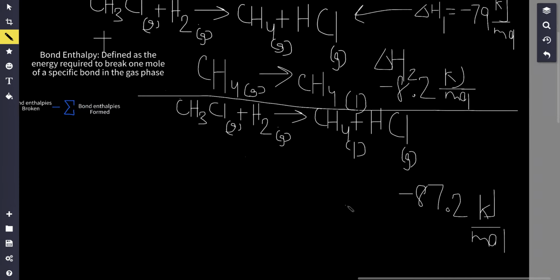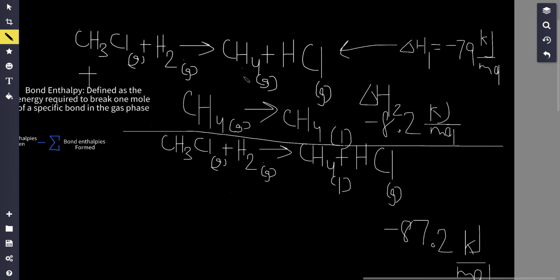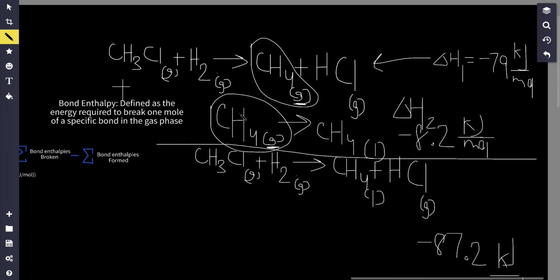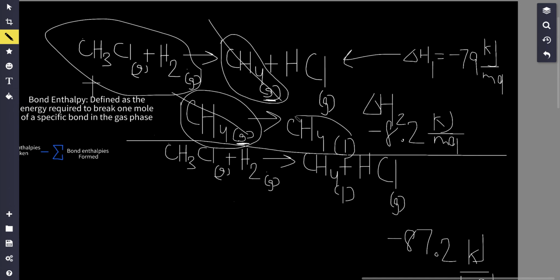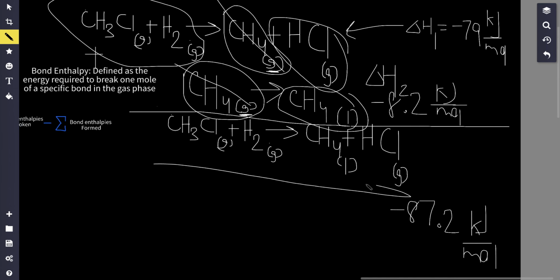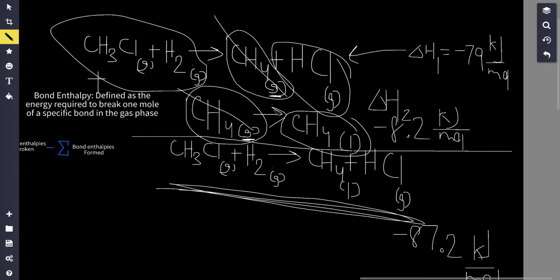And notice how when I add these two reactions up together, I have a methane on my reactant side that's in the gas phase, and I also have a methane on the product side that's in the gas phase as well, right? I have one on the reactant side, I have one on the product side. So I can cancel them out. And look what I get. I get CH3Cl plus H2 gas, and that's going to yield CH4 liquid and HCl gas. So notice how I get the exact same reaction that I'm looking for by adding up these two equations together.